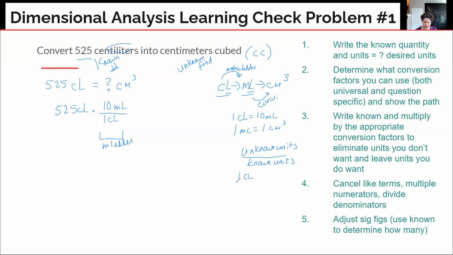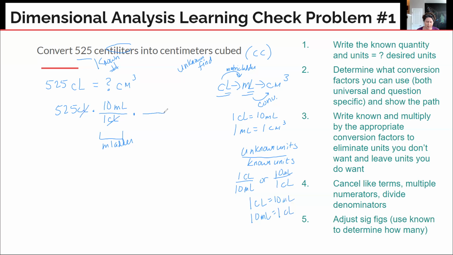1 centiliter is equal to 10 milliliters, or sometimes you might need it the other way around. 10 milliliters is equal to 1 centiliter. They both mean 1 centiliter equals 10 milliliters. Those are all the same. Okay, so it doesn't matter what order you write it in, as long as you have your unknown on the top and your known units on the bottom. So if I stopped right here, centiliters would be done, and my answer would be in milliliters. So if I just stopped working right now, I'm at the halfway point, okay?